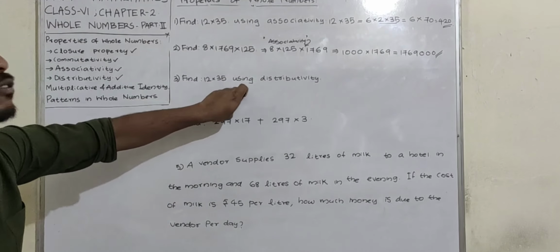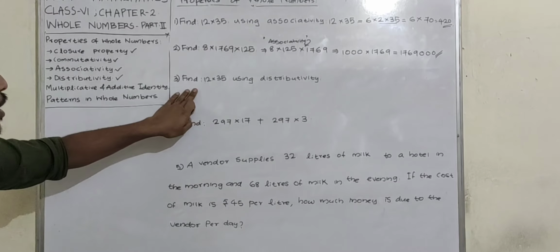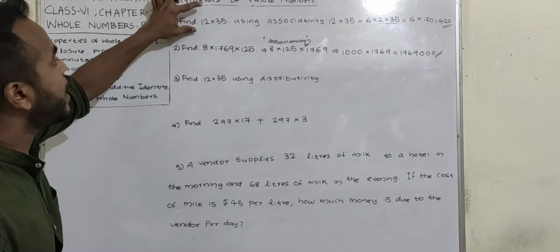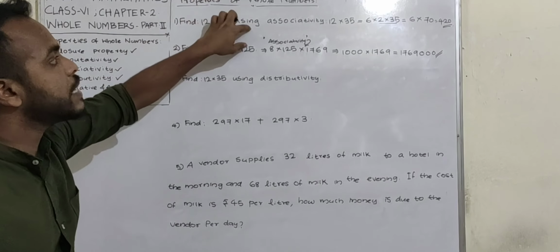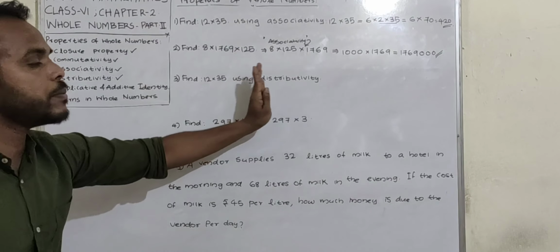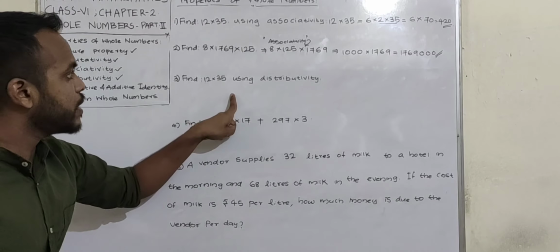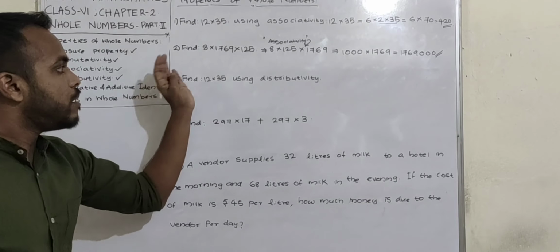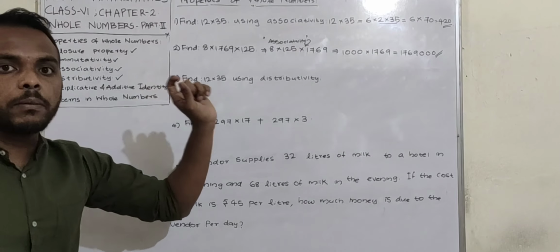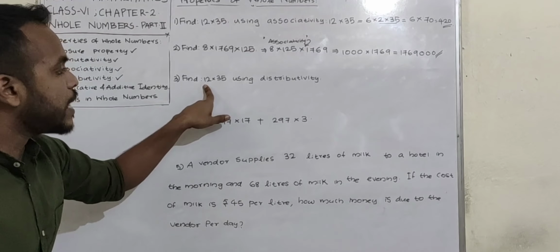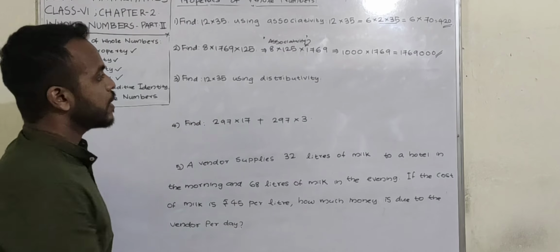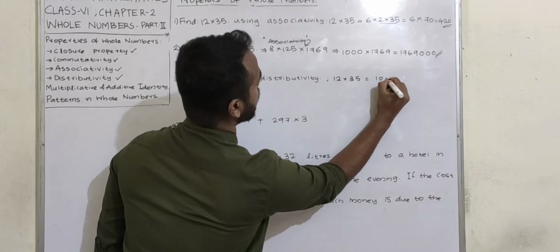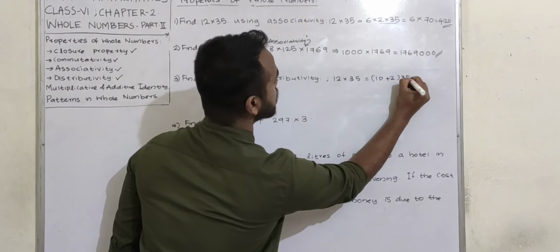Find 12 times 35 using distributivity. To use distributivity, we should have an idea. In the first question, you were asked to find the value of 12 times 35 using associativity. Now let's see how this can be done using distributivity. To use distributivity, just check whether we can make this into a sum of some numbers or factors of 10. We can write 12 as 10 plus 2. Yes. So I am going to write 12 into 35 as 10 plus 2 into 35.